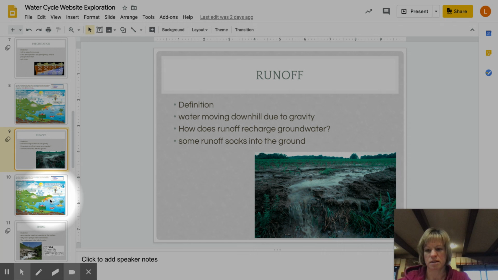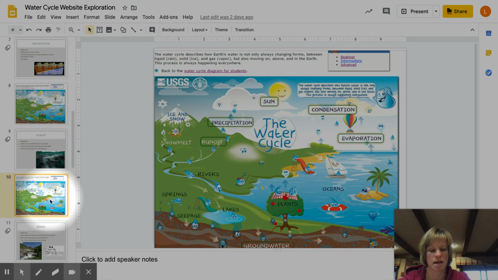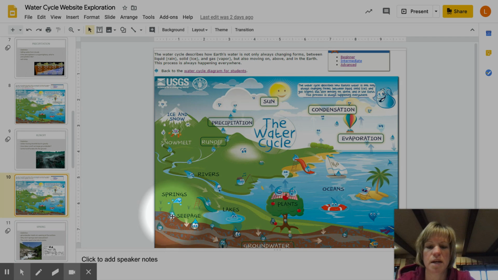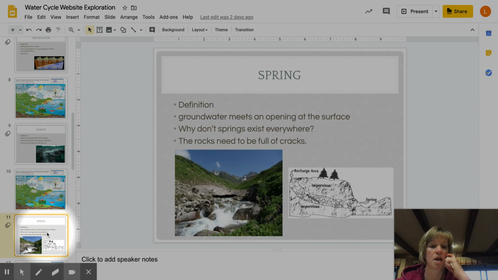Okay, now our next one is a spring. And I bet some of you have springs on your property. And so when we look at the spring on the website, you can see this one looks like a happy little water drop too, just kind of coming out of the ground there. Well, what's really going on science-wise when we have a spring? It's when groundwater meets an opening at the surface.